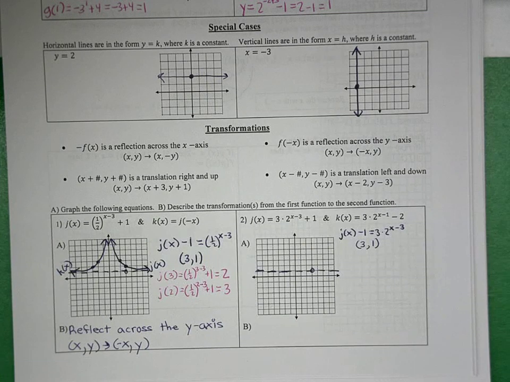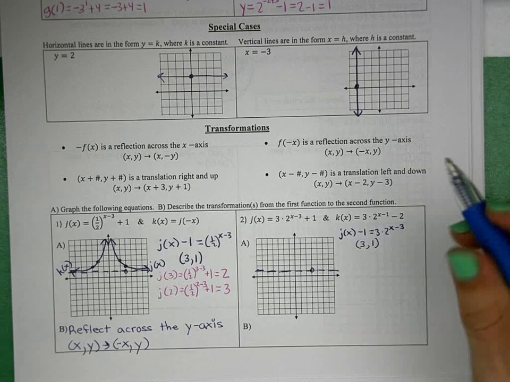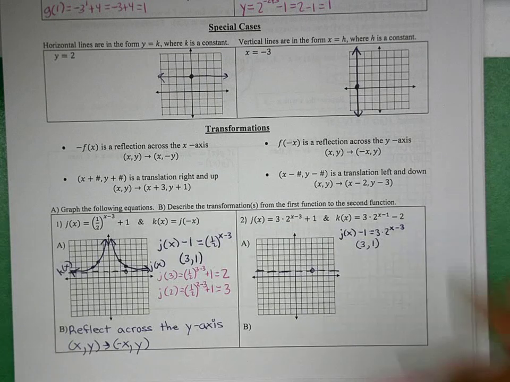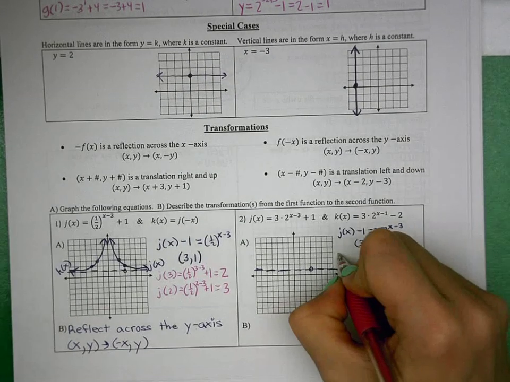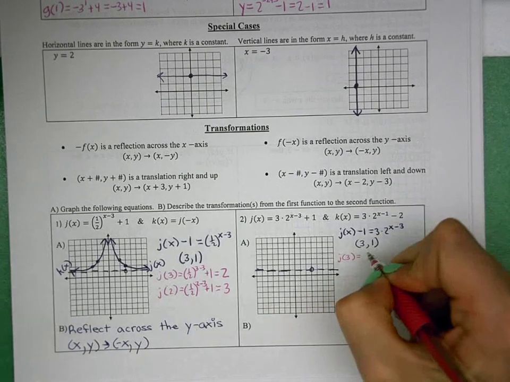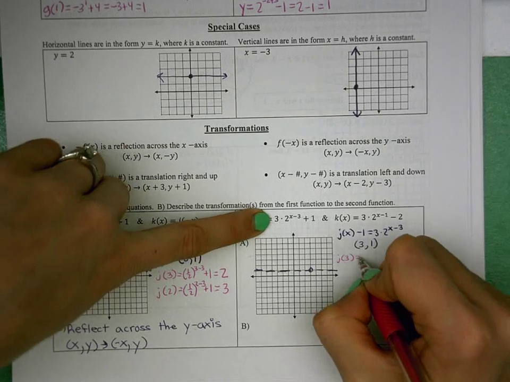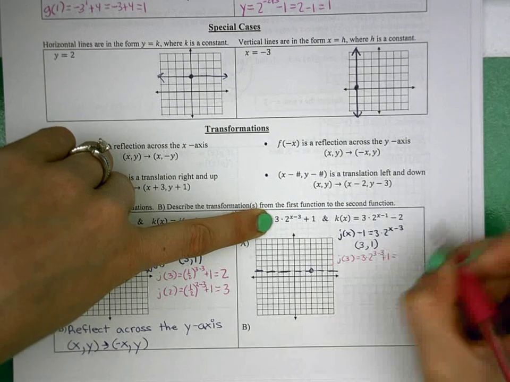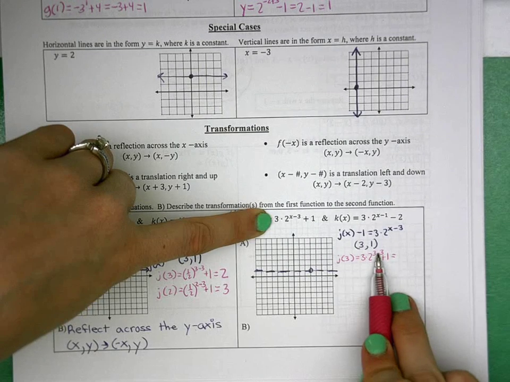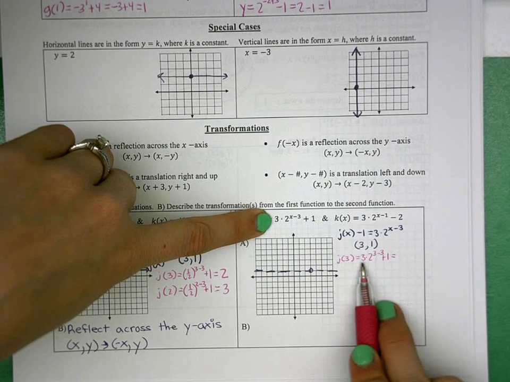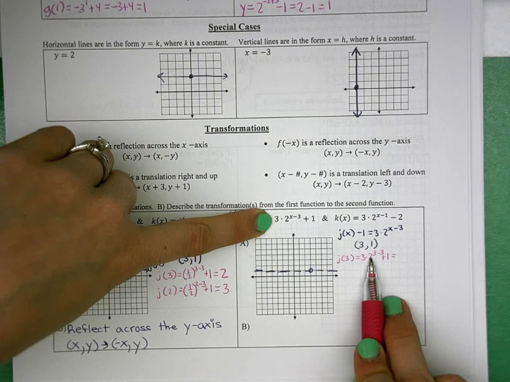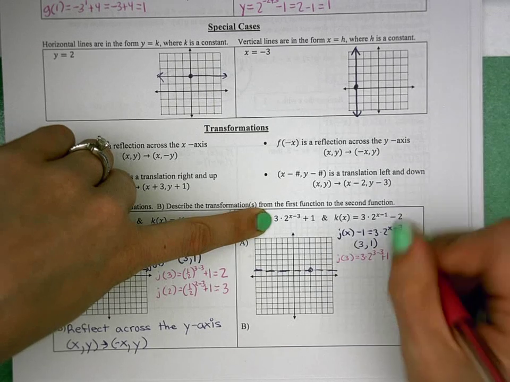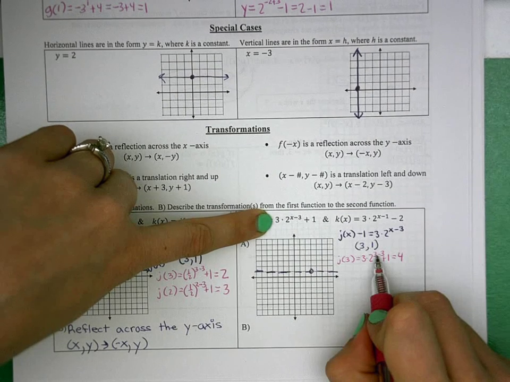And then plugging in two points, I'm going to go ahead and plug in x equals 3. So 3 times 2 to the 3 minus 3, plus 1, which is 3 times 2 to the 0. 2 to the 0 is 1, so 3 times 1 is 3, plus 1 is 4. So my first coordinate point is going to be at x equals 3, y equals 4.